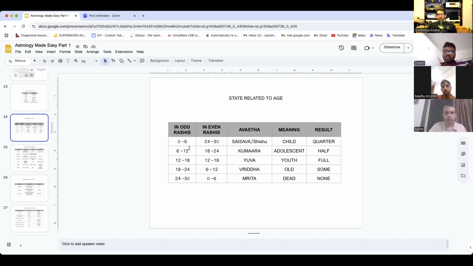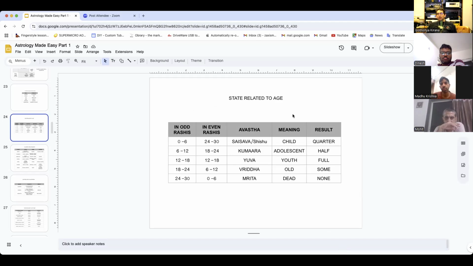So in odd Rashis, if a graha is 0 to 6 degrees, it is in Shishu Avastha, child. It's just born. When you are born, what happens? What did I say? We were discussing, no? For a child, what is the Avastha? Strength is very less, but very active.